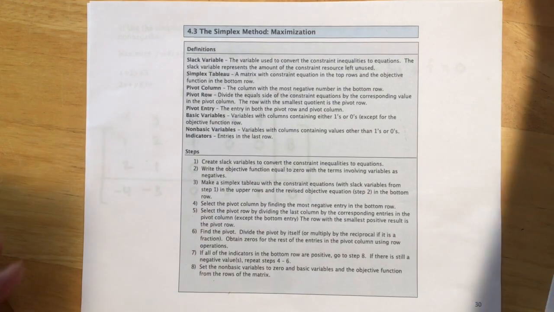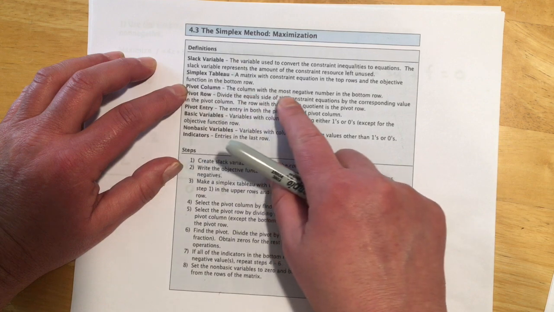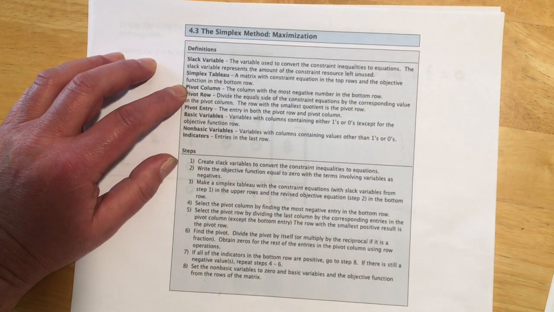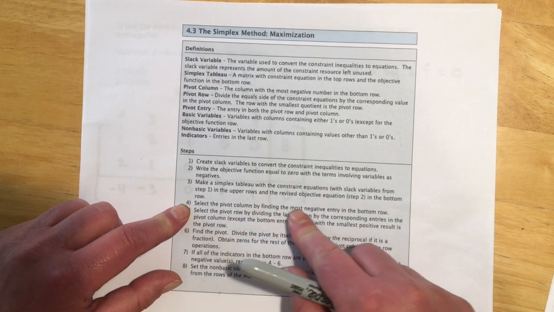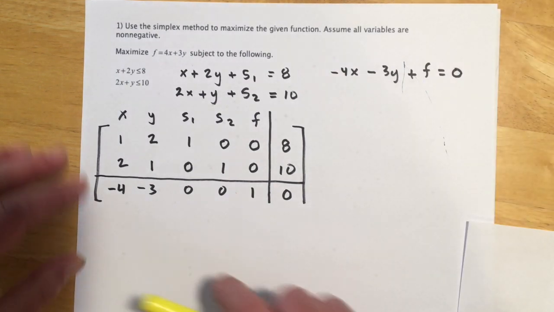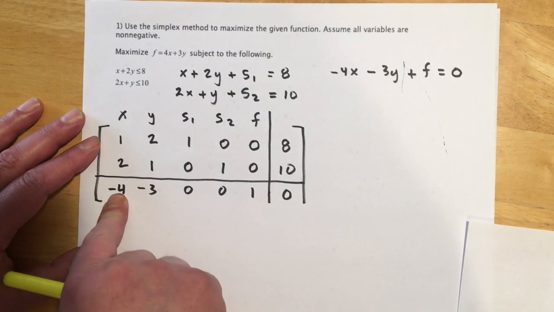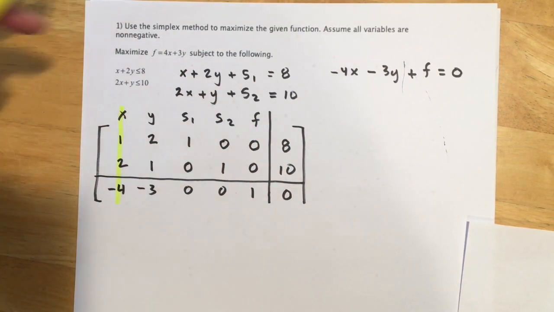So what the pivot does, we're going to have a pivot column, so the column with the most negative number in the bottom row. And step 4, select the pivot column by finding the most negative entry in the bottom row. So right here, we look at our bottom row, the most negative entry is negative 4 right there. So then this is our pivot column.